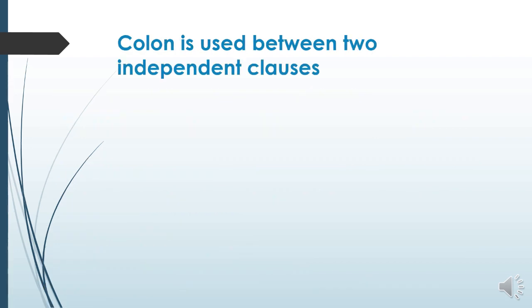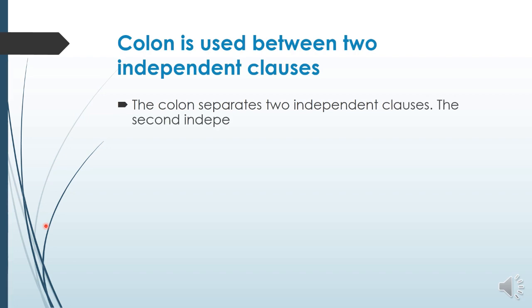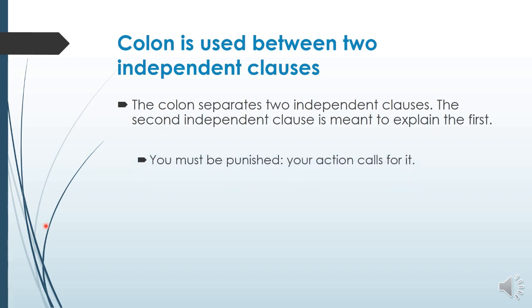The colon is used between two independent clauses. The colon separates two independent clauses. The second independent clause is meant to explain the first. Let us see these examples. You must be punished: your action calls for it. You have two independent clauses. The first one, you must be punished. The second one, your action calls for it.